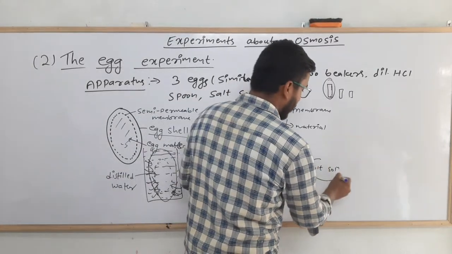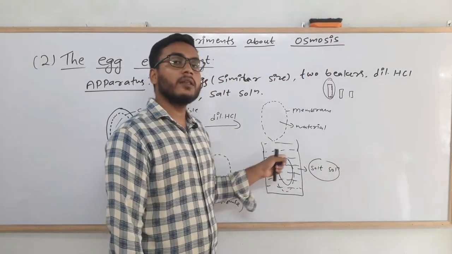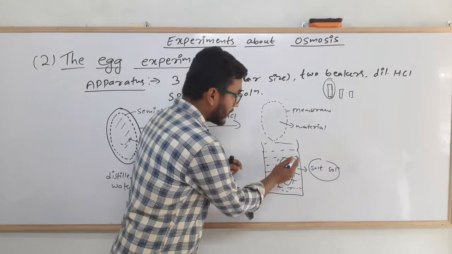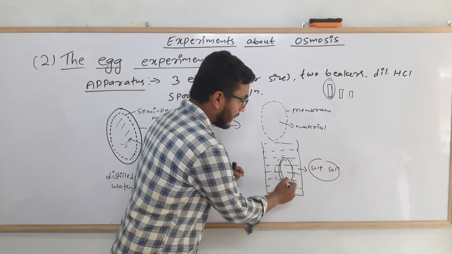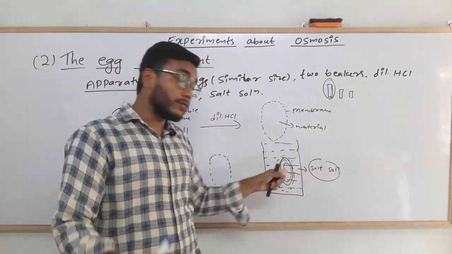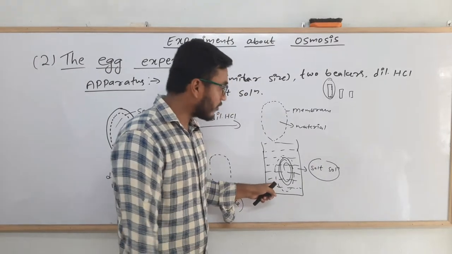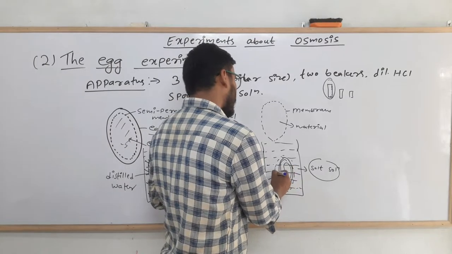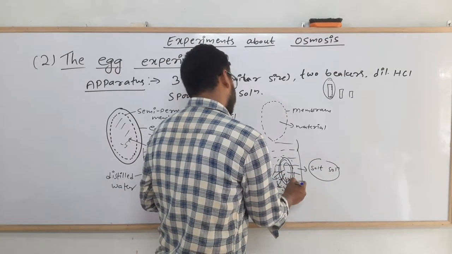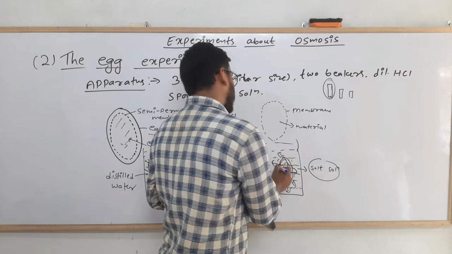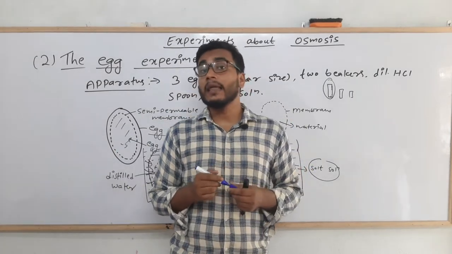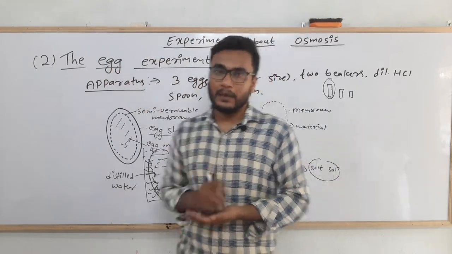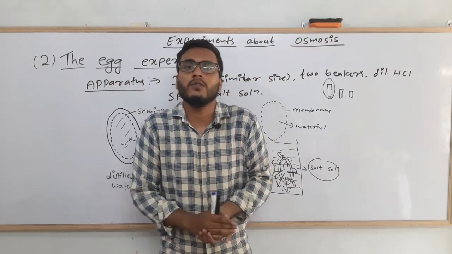And in the salt solution case, obviously there are solute particles in this water, so the inside material will behave as dilute in this case. This will be the concentrated solution and this will be the dilute solution. As a result, the water molecules from inside will start to come outside like this. And this decreases the size. As a result, the egg shrinks. So this is the egg experiment that helps us to prove the osmosis phenomenon.